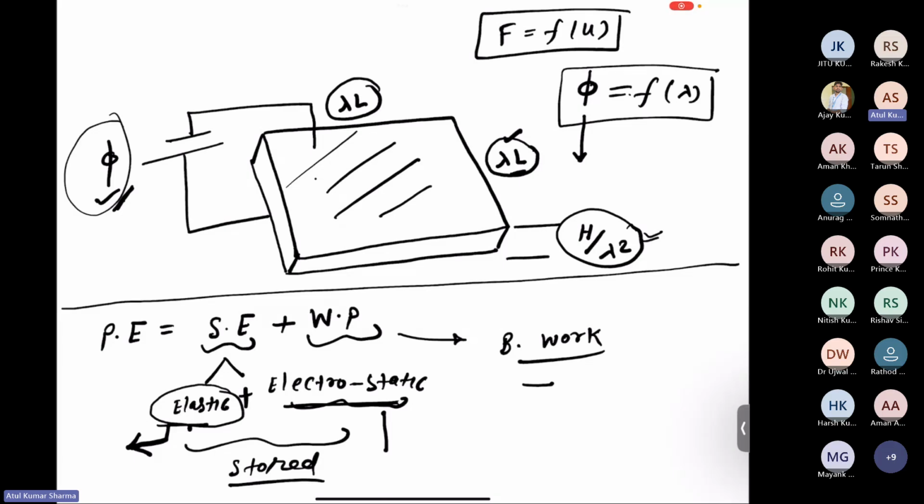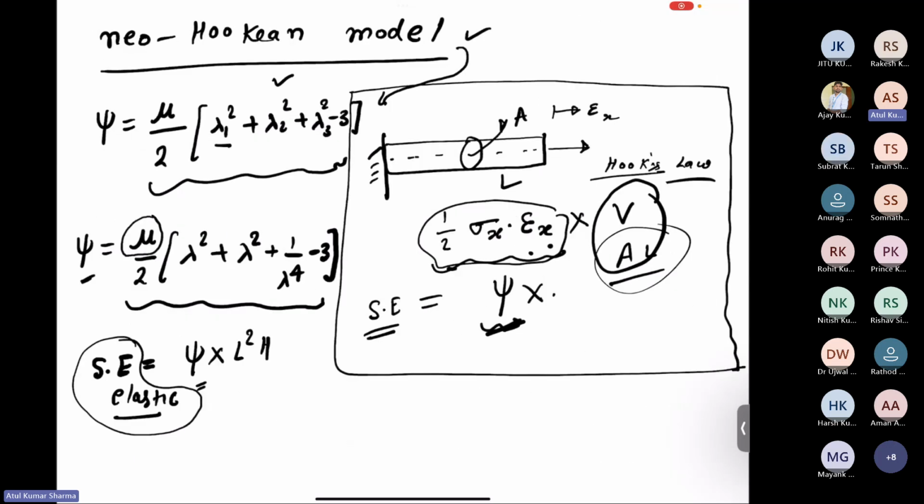Another one is the electrostatic energy stored, that is half c phi square, and the work potential, that is minus c phi square. You know all three quantities now. Once you have all these three quantities, you can write the total potential energy.